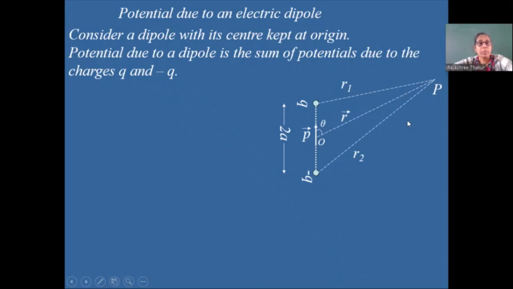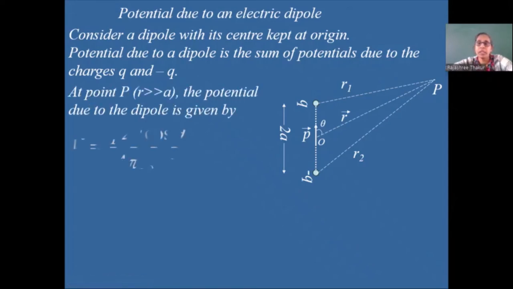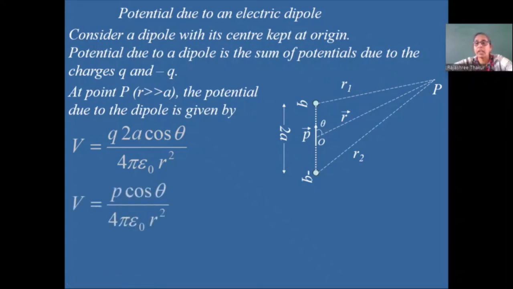Hence, the electric potential at P due to the dipole is given by V is equal to q into 2a cos theta upon 4 pi epsilon 0 r square. Right? Now, what is this q into 2a? That is the magnitude of the dipole moment. So that is V is equal to p cos theta upon 4 pi epsilon 0 r square.